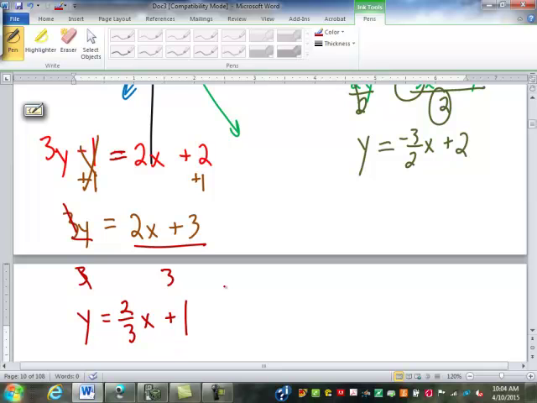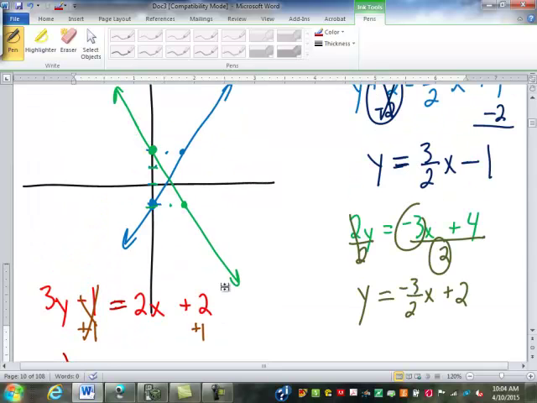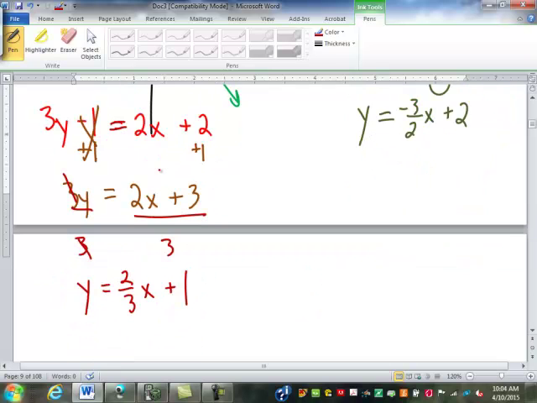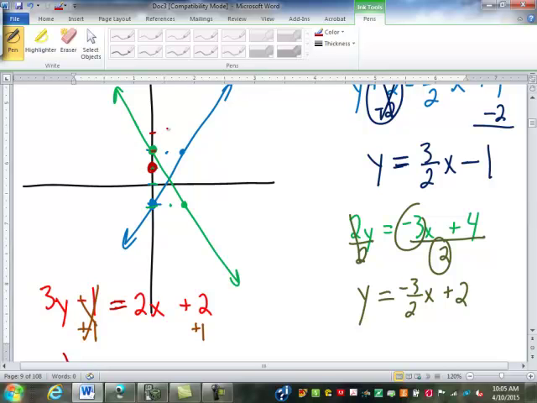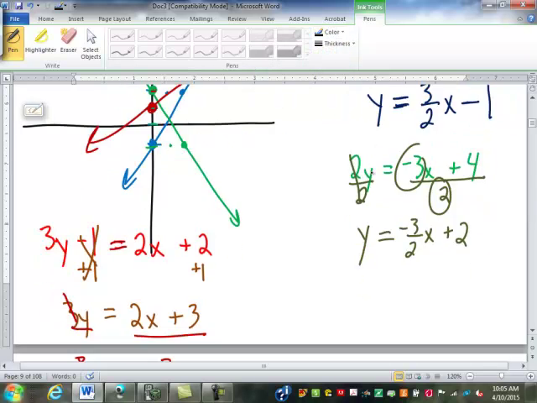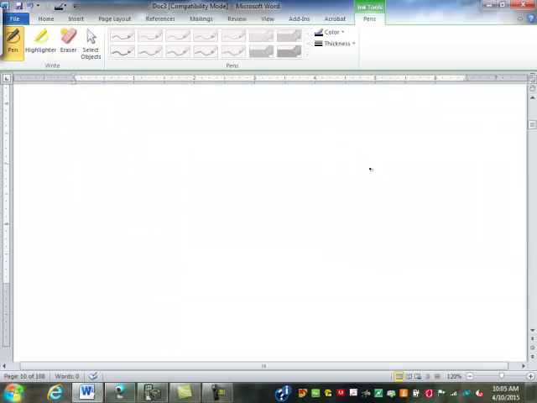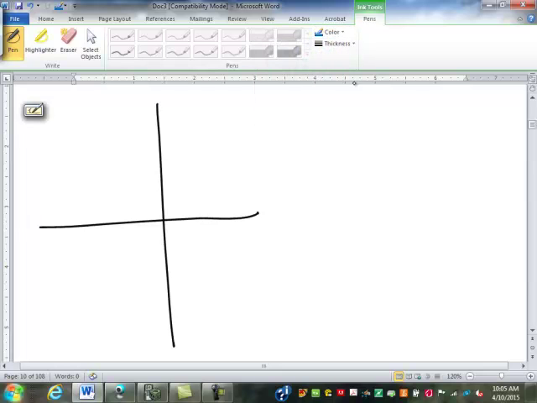So where does that one start? 1. And from there it goes, perfect, up 2 over 3. Like that. We might run into something like this.